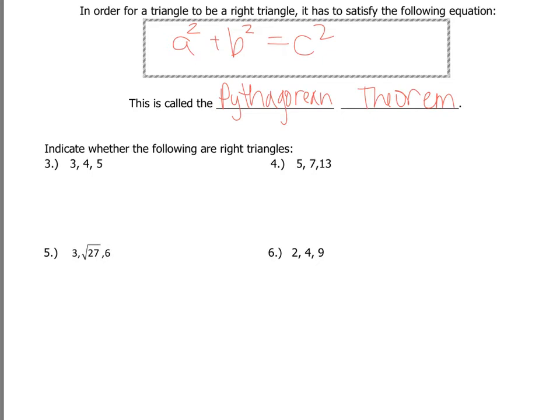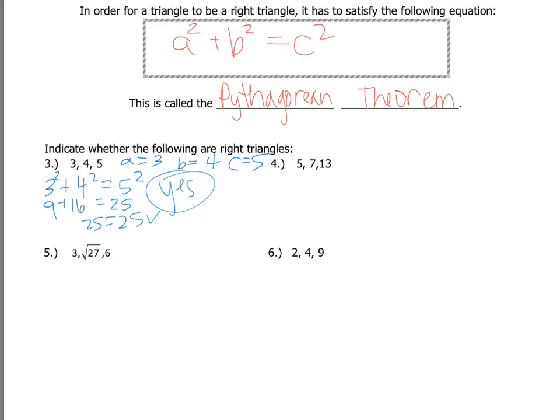If you look at number 3, 4, and 5, 5 is the longest side, so that means that A is 3, B is 4, and C is 5. Again, A and B can be interchangeable, but C has to be 5. So A squared plus B squared, does it equal C squared? 3 squared is 9, 4 squared is 16, 5 squared is 25. So yes, 25 equals 25. So yes, it is a right triangle.